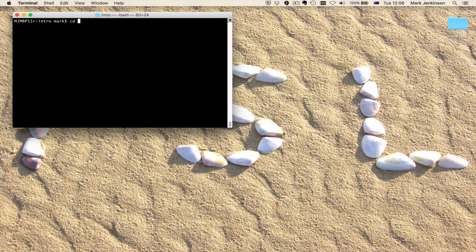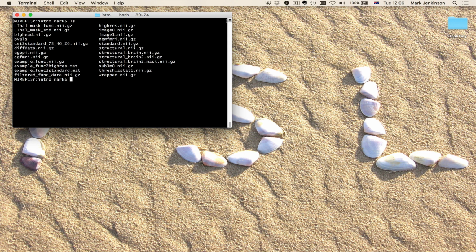To start with, we'll go back to the place where we've stored the data that we're playing with. So that's in this particular location. And this is where we left it before, after we did brain extraction.